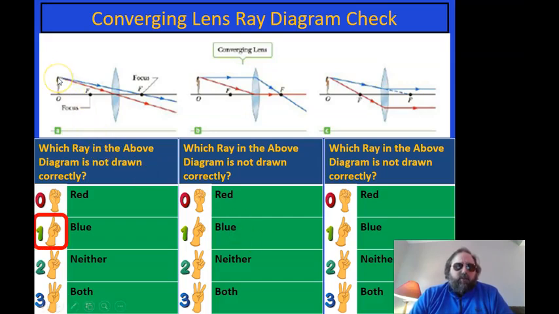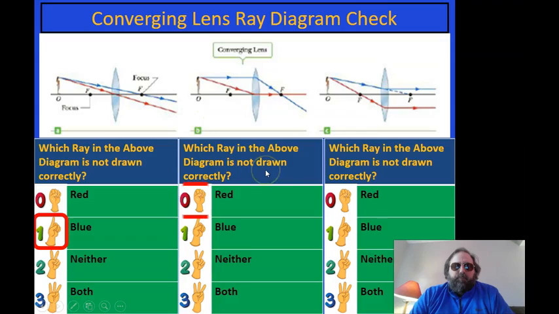All right. The red one is our center ray, and that goes straight through the center of the lens, so that's fine. But this one, if it's pointed at the far focal point, it hits the focal point and then goes parallel. Just goes parallel. Right? So that's what's wrong with that one.